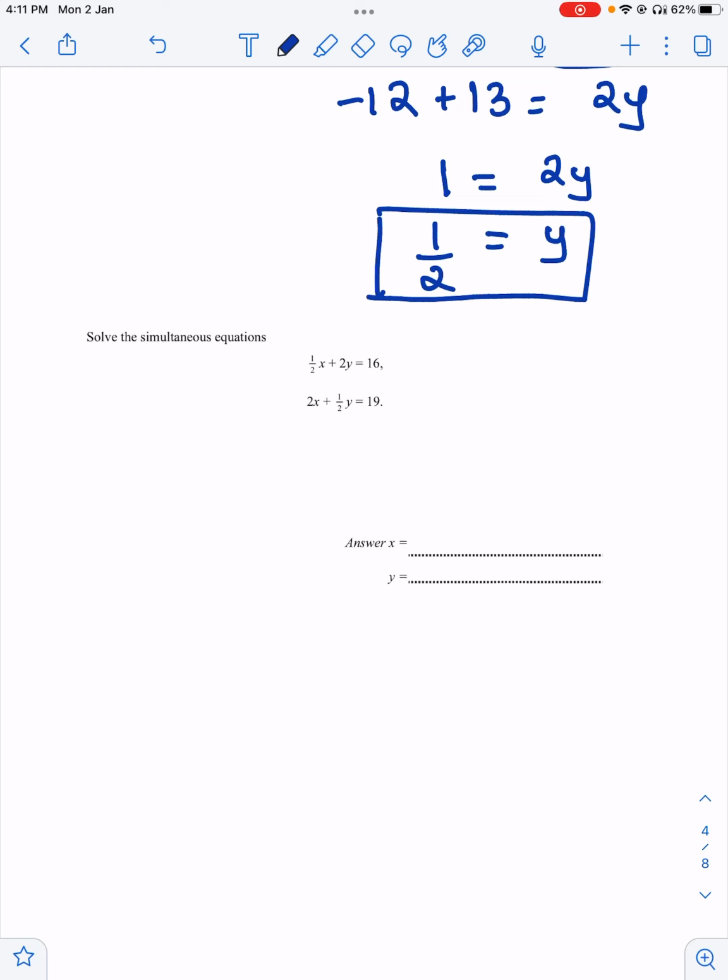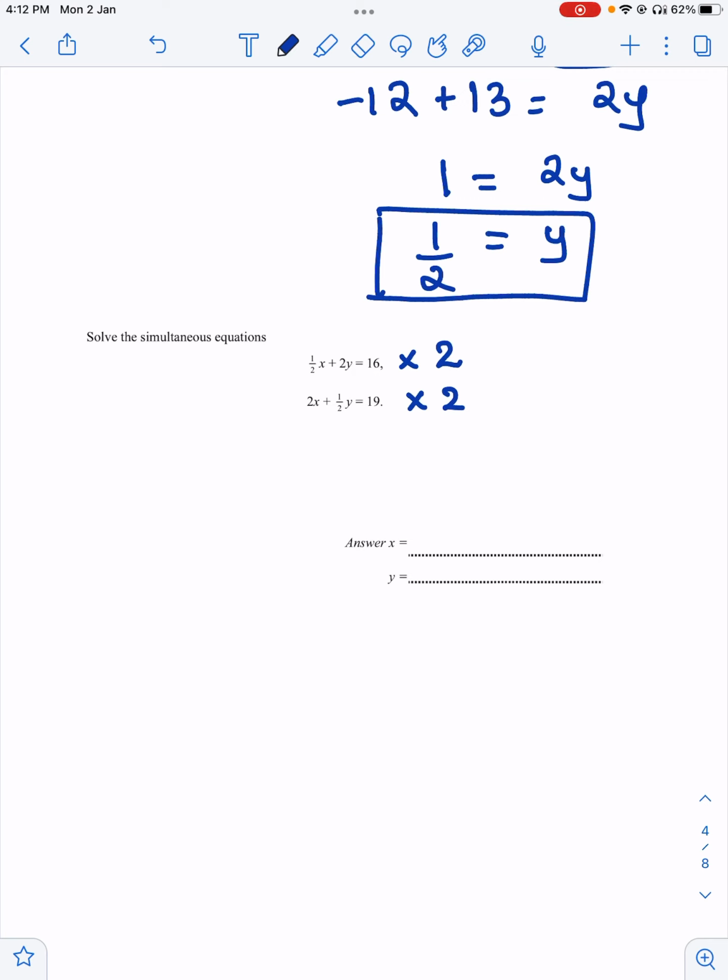The next example is in the form of fractions. Now what to do in the form of fractions when we have simultaneous equations? First step, get rid of the denominator. Here the denominator is 2, so I multiply the first equation by 2. Even in the second equation, the denominator is 2, so I multiply by 2. If the denominator was 3, I would have multiplied by 3.